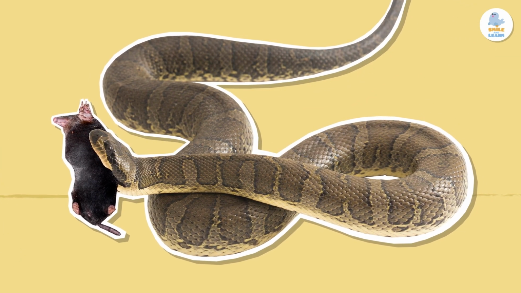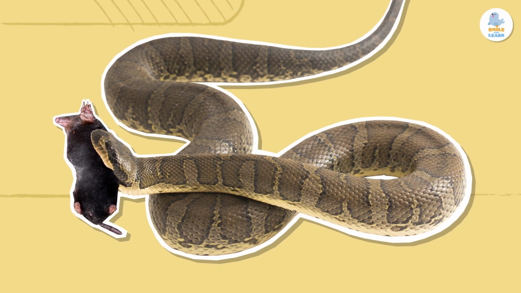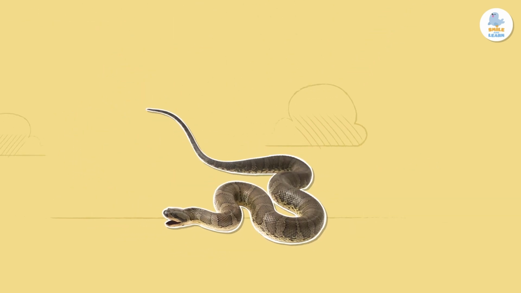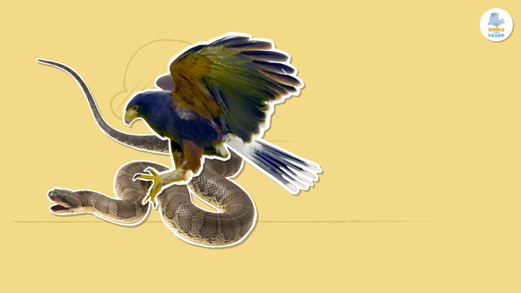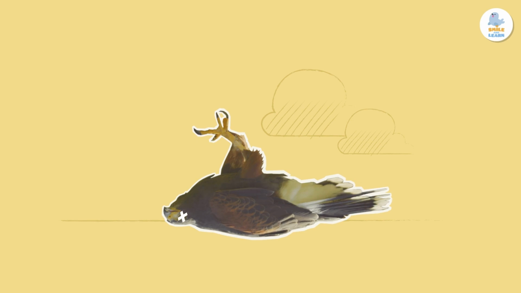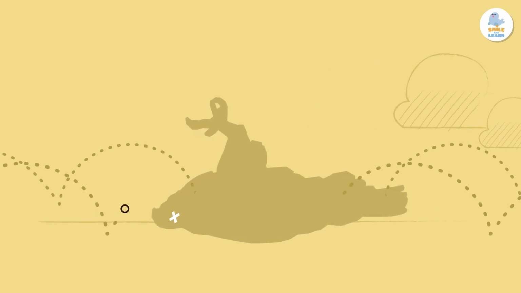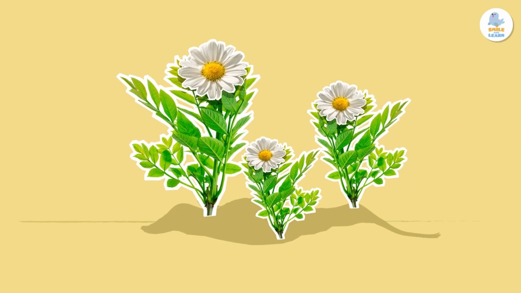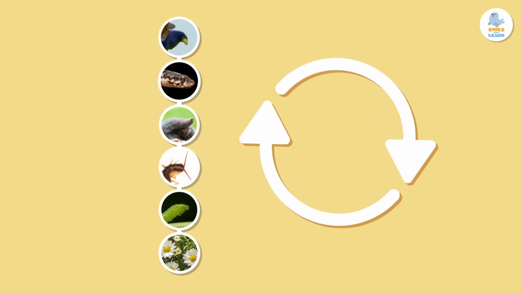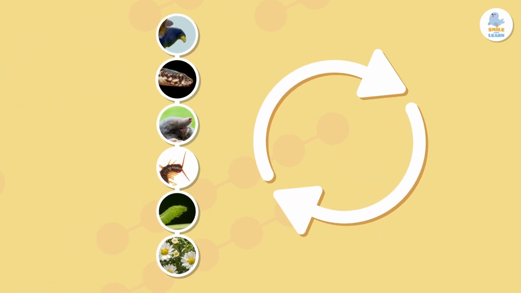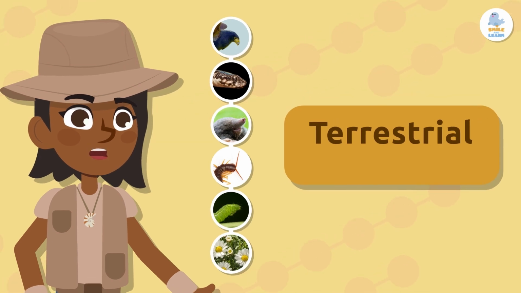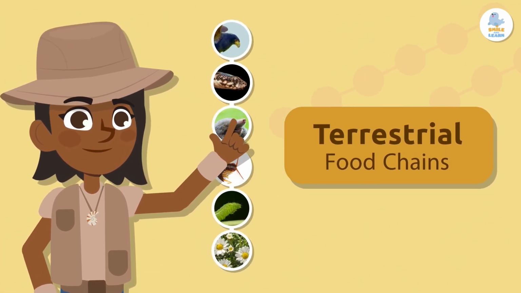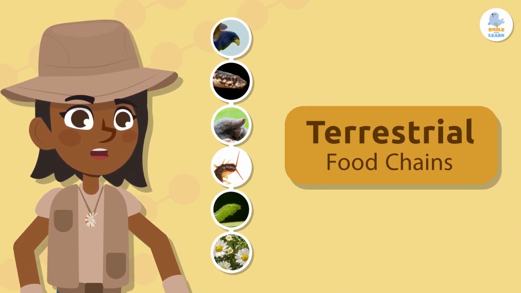A while later, a hungry snake eats the mole. And just a few hours after that, a hawk swoops down and eats the snake. When the hawk dies, decomposers break down its body and turn it into nutrients that plants use to make their own food. And so this terrestrial food chain begins all over again. Amazing, right? All these living things obtain their food in terrestrial habitats. So we can say that this is a terrestrial food chain.